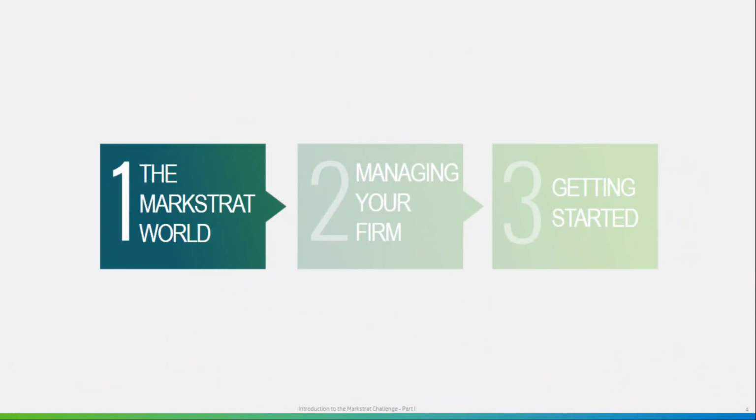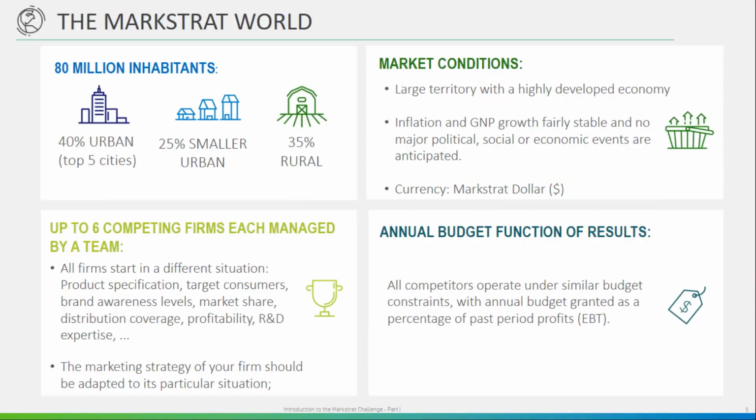Okay, so let's talk a little bit about the Markstrat world. This fictitious world has 80 million people broken up into urban, small urban, and rural categories. You can see here market conditions are as stated here. It's a large territory. The dollar is your unit of currency. There is GDP growth, inflation that certainly plays into things.